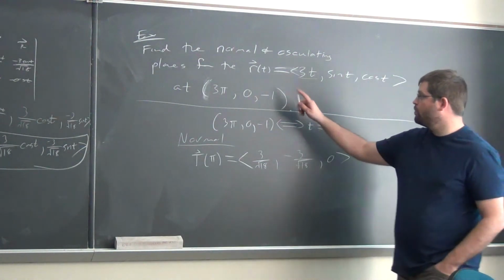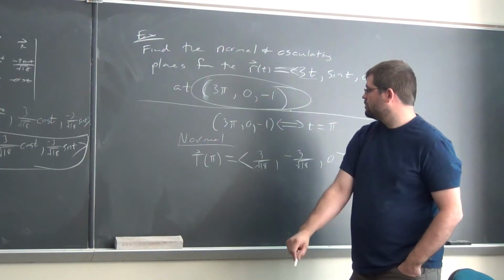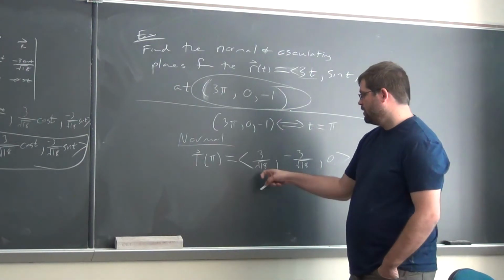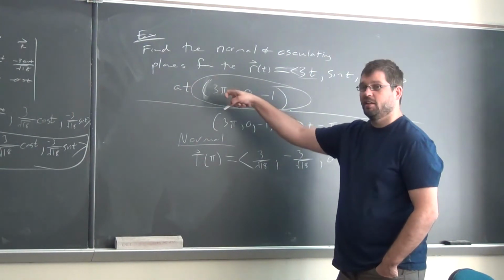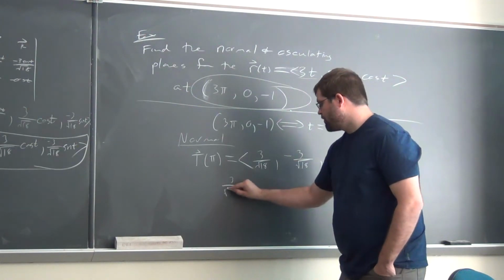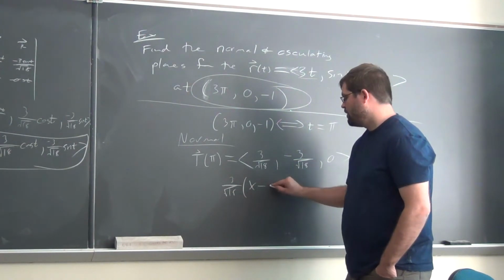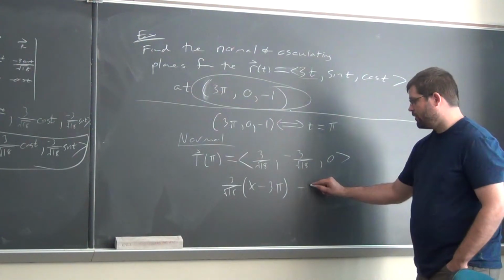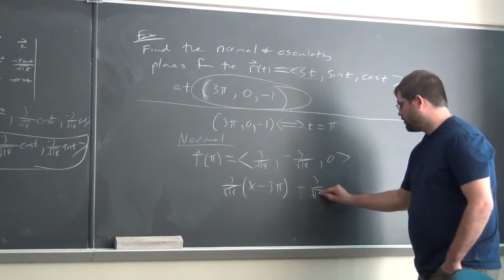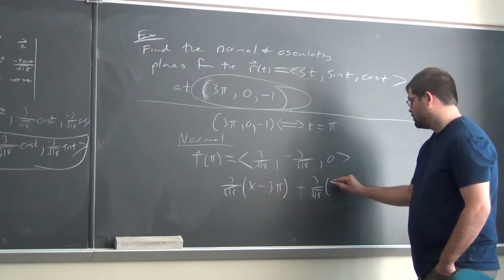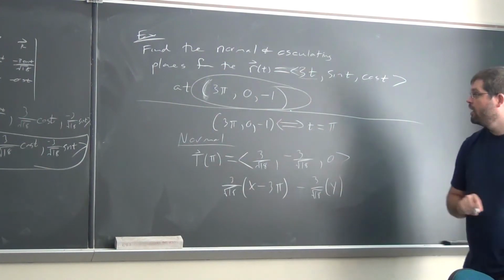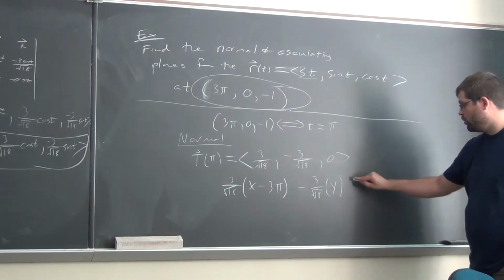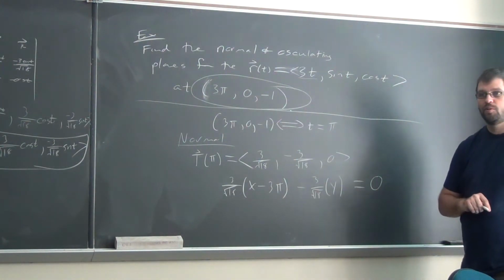Now we want to use this point with this normal vector. What's the equation of a plane? It's the vector times x minus the x component. So it'll be 3 over root 18 times x minus 3 pi, plus 3 over the square root of 18 times y minus 0, so just y, and then plus 0 times z minus negative 1. We'll just end it like that. So you get that for your first plane.